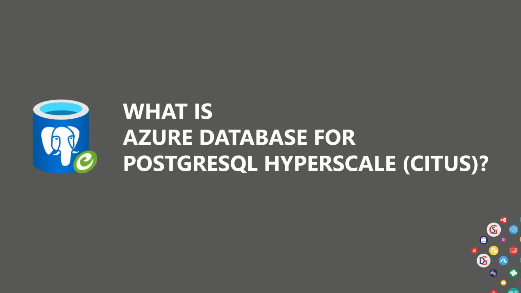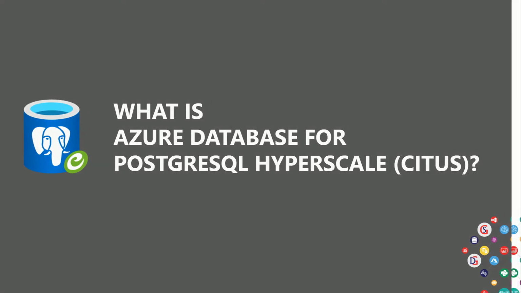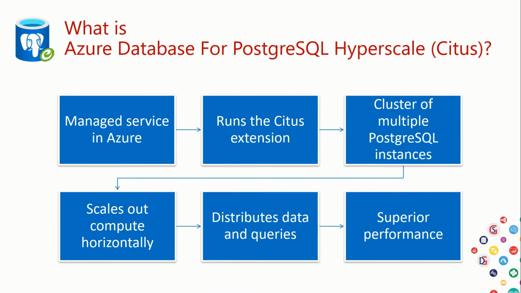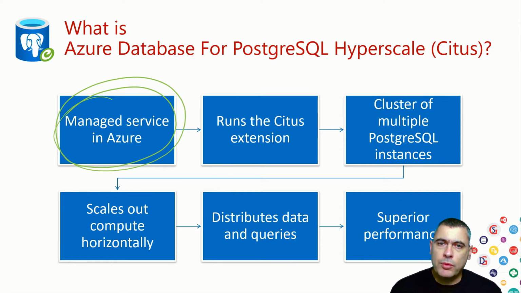Now that we looked at Postgres as the database engine, let's look at what is Azure Database for Hyperscale Citus. Azure Database for Postgres Hyperscale Citus is first and foremost a managed database service in Azure. It means that you don't have to worry about the infrastructure. You get your subscription, you deploy an instance, you send your data, you connect your application, you're good. This Postgres engine in Azure runs the Citus extension, which, as I mentioned, is an extension of Postgres that brings the hyperscale capability to Postgres.